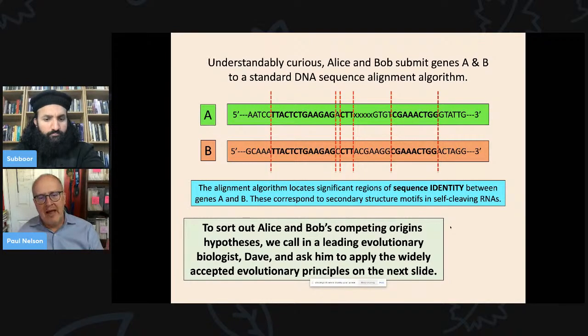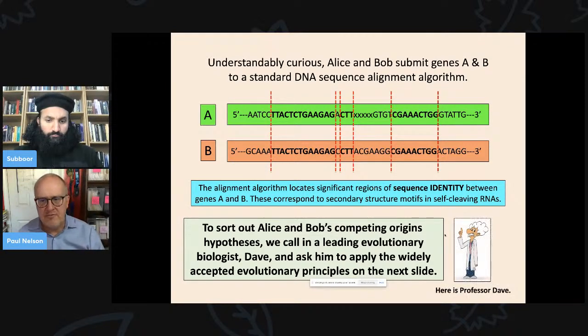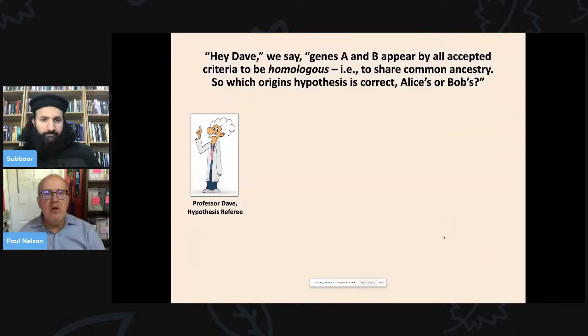We need to adjudicate between Alice's origin scenario and Bob's origin scenario, because clearly these two sequences, A and B, have some kind of relationship to each other, right? Either they arose separately or they share a common ancestral template. So we call in a leading evolutionary biologist. Let's call him Dave. There he is. And we ask him to apply widely accepted evolutionary principles, which we'll see on the next slide. We want him to adjudicate between Alice's hypothesis for origins, which again posits a spatio-temporally distinct theater from what Bob has. So we say, Dave, A and B appear, by all accepted criteria, to be homologous. Which origins hypothesis is correct, Alice's or Bob's?